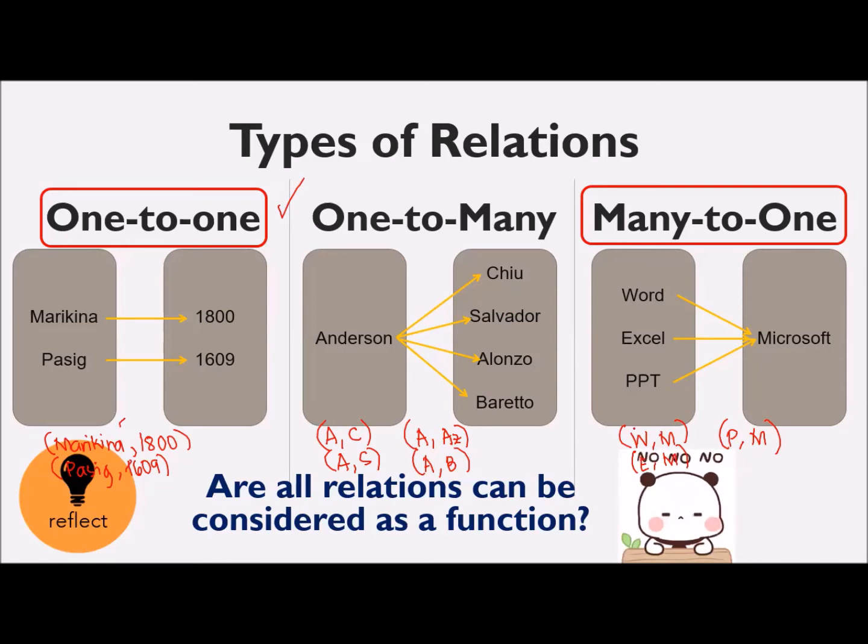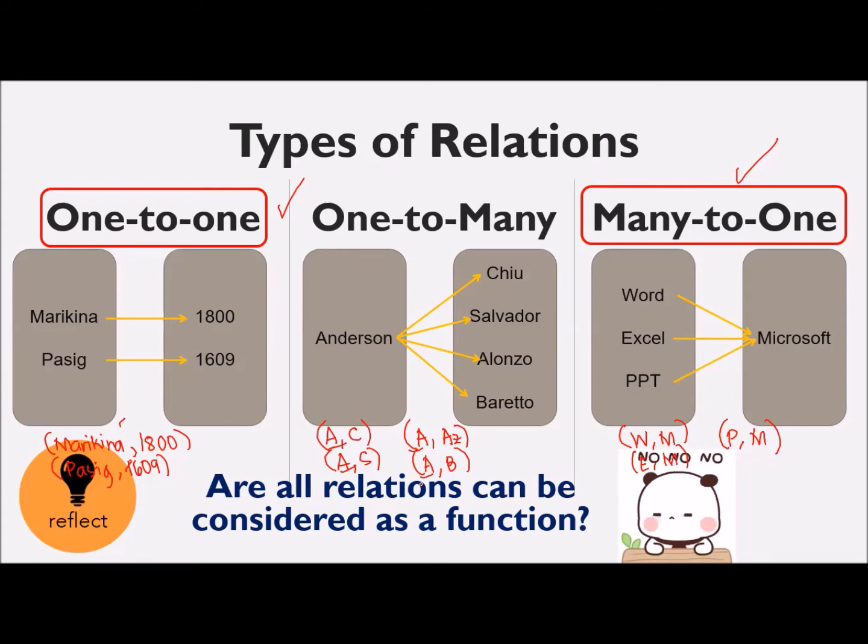Ang importante dito, yung input, yung domain mo, yung value ng X mo na si Word, Excel, and PowerPoint, hindi dapat na-uulit. Kaya many-to-one is a function. Itong one-to-many, kung mapapansin niyo, Anderson, Anderson, Anderson, Anderson. So, kumbaga parang sa relasyon, hindi siya functionable kung hindi ka devoted sa isa, kung hindi ka stick to one.